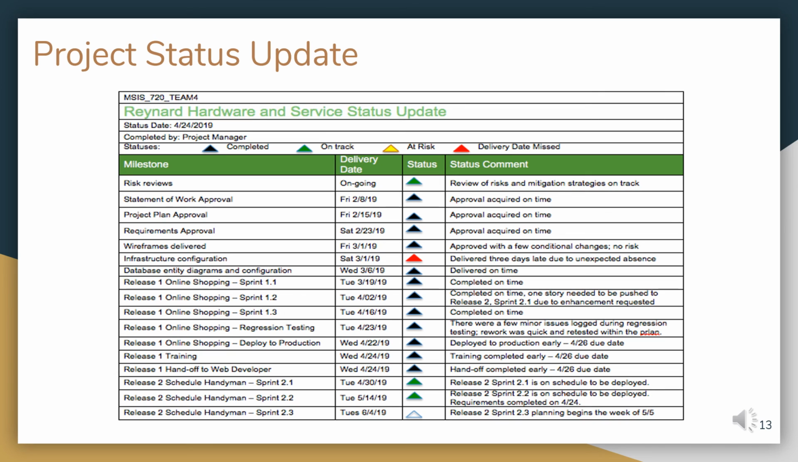Release 2, Sprint 2.1, is on schedule to be deployed for 4/30/2019. We are also on time for Sprint 2.2, which will be deployed on 5/14/2019, and we completed our requirements on 4/24 for Sprint 2.2. While we haven't begun work on Sprint 2.3, planning begins 5/5/2019.